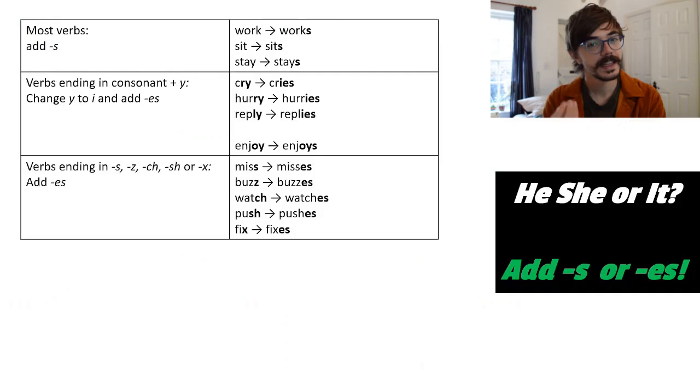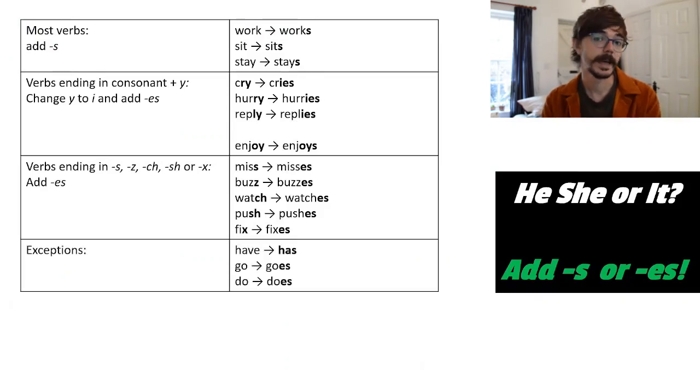And you can hear in these ones we have a different sound at the end. It's usually an is sound. He watches, she buzzes. Now lastly, there are some exceptions, verbs that don't follow the rules. Usually these are the main verbs that we use, so you will learn these quickly, like I have, he has. I go, she goes. I do, he does. So these ones don't follow a rule, they break the rules.